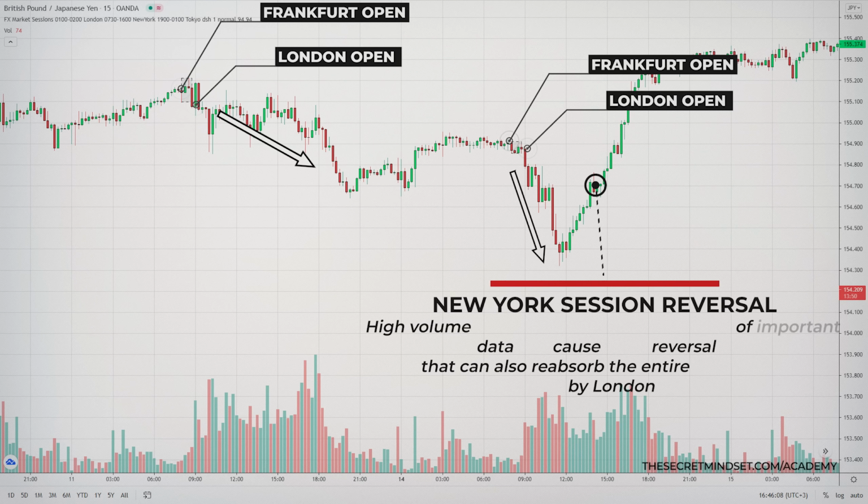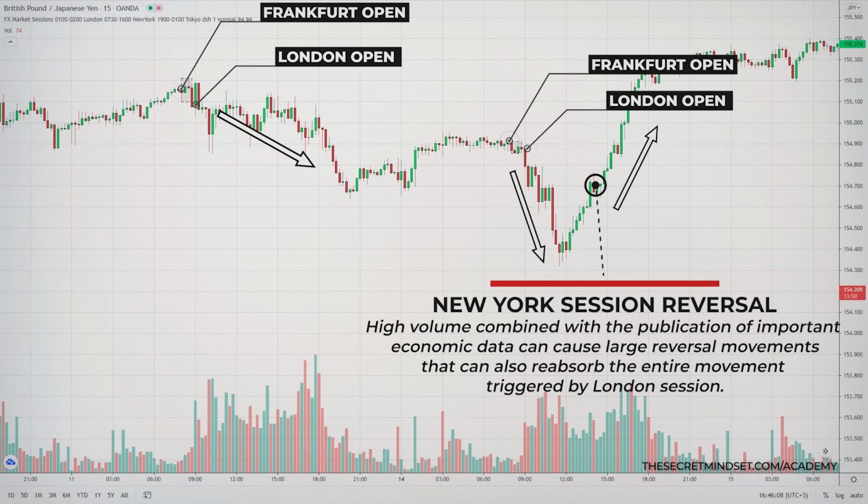The trend of the day, generated by London, doesn't always remain that way. At the opening of the New York session, the high volume of trade, combined with the publication of important economic data, can cause large reversal moves that can also reverse the entire movement triggered by the London session.